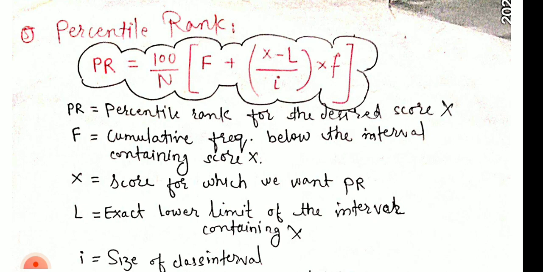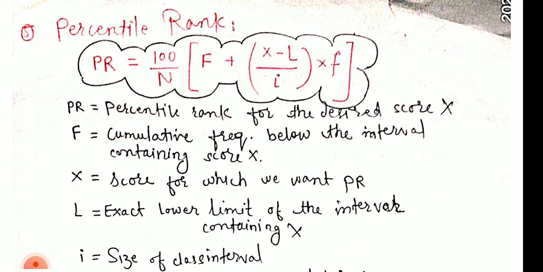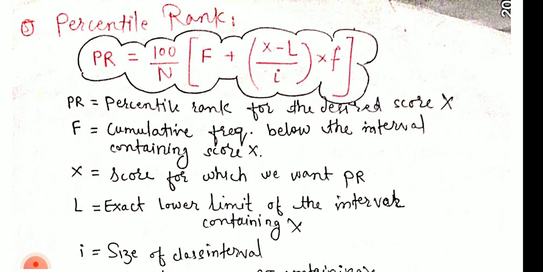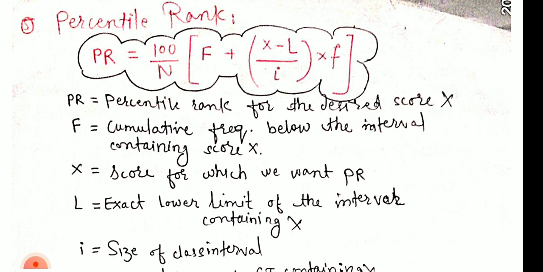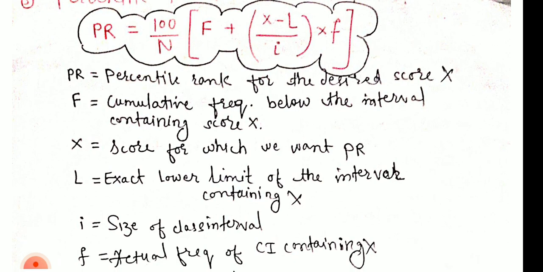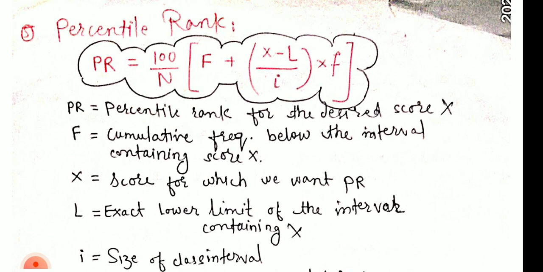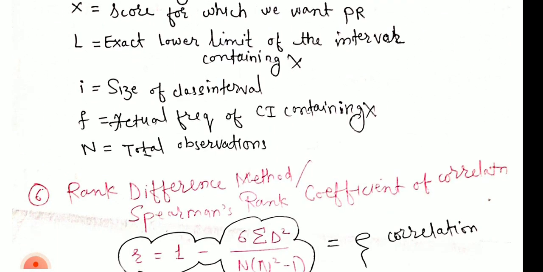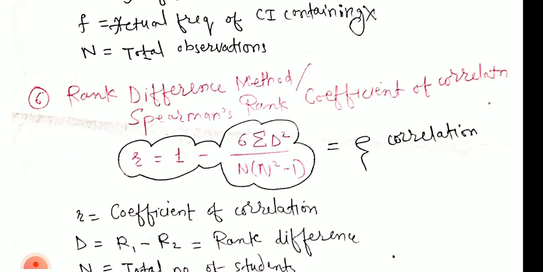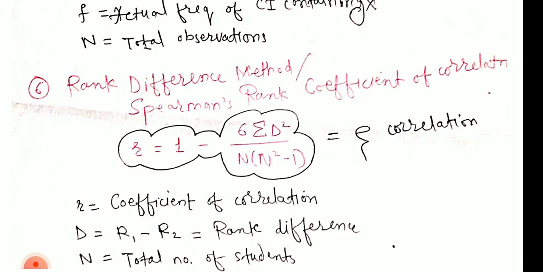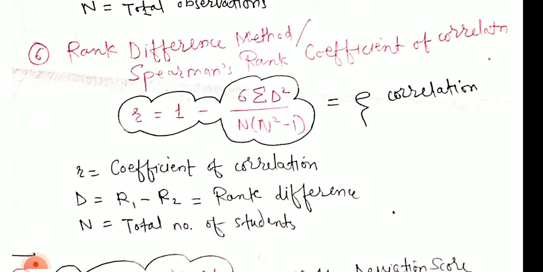Okay, then X is the score for which we want PR, and L is the exact lower limit of the interval containing X, and I is the size of class interval, that is the length of the class interval, and f is the actual frequency of the CI containing X. So this is all about percentile rank. Next formula is rank difference method. Okay, that is a coefficient of correlation by Spearman's rank difference method.